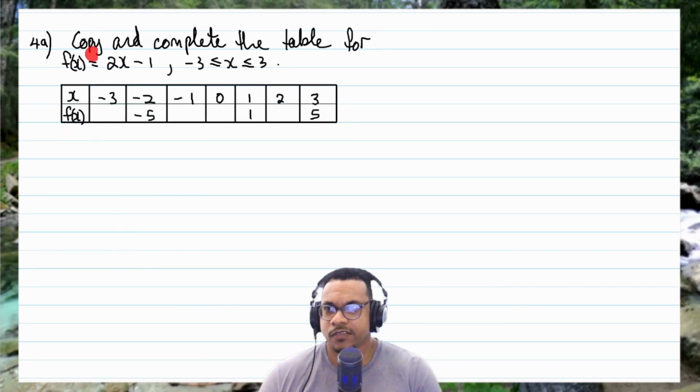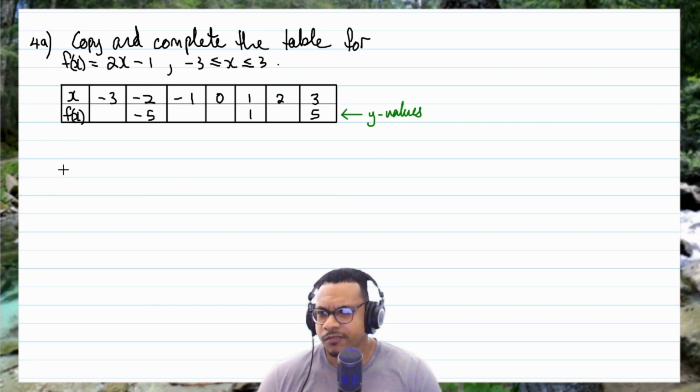So in this question, we have to copy and complete the table for the function f of x is equal to 2x take away 1, where the domain is given as x is greater than or equal to negative 3 and x is less than or equal to 3, which means x is between negative 3 and 3, inclusive of the negative 3 and the 3. So here we see the domain, and f of x would be our range, which would mean that f of x would be our y values.